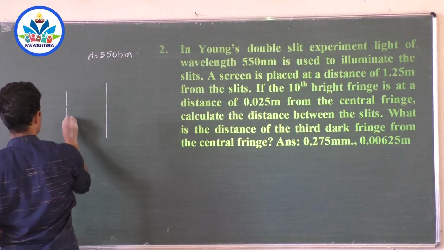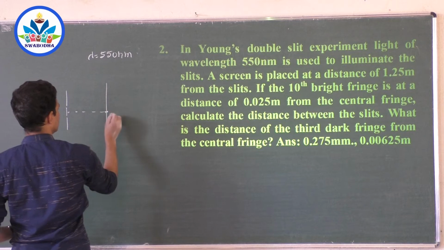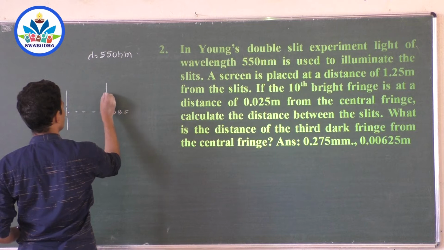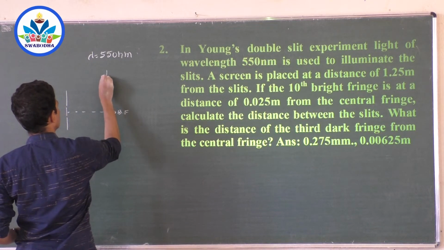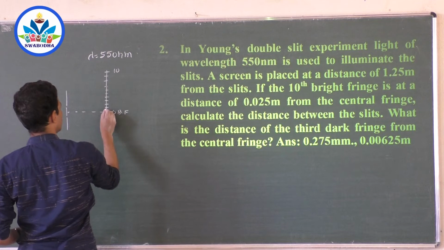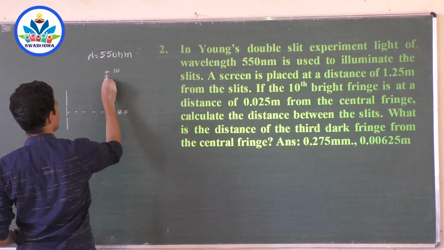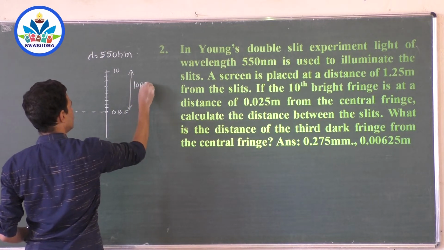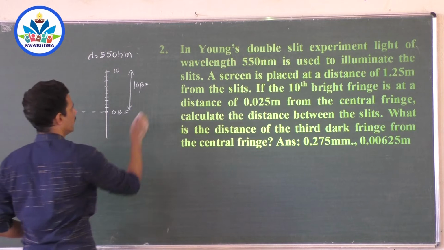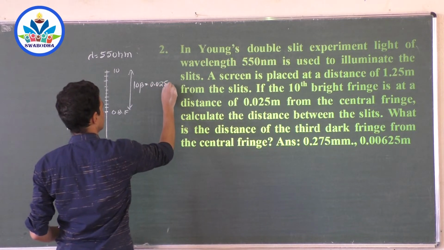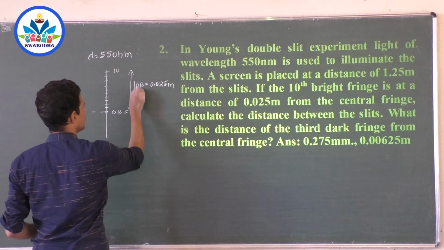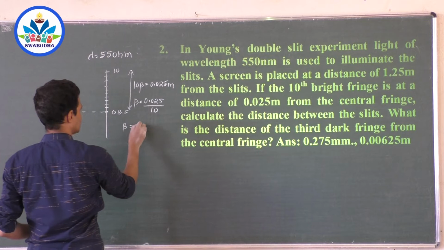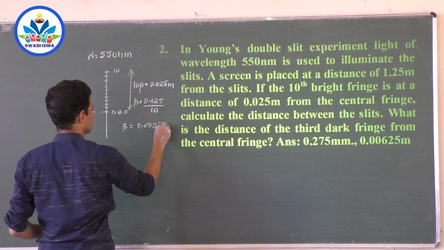Suppose these are the two slits and this is the vertical position. This is the 0th bright fringe, right? And 1, 2, 3, 4, 5, 6, 7, 8, 9, 10. This is the 10th bright fringe. So 1 gap, 2, 3, 4, 5, 6, 7, 8, 9, 10. What is this height? That should be 10 beta. The 10th bright fringe is formed at a distance of 0.025 meters. And this will definitely give you what is beta. Beta is 0.025 by 10. So beta is 0.0025 meters.